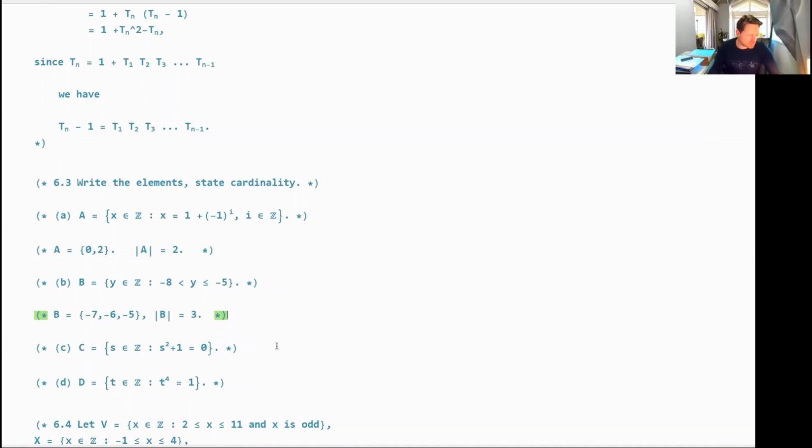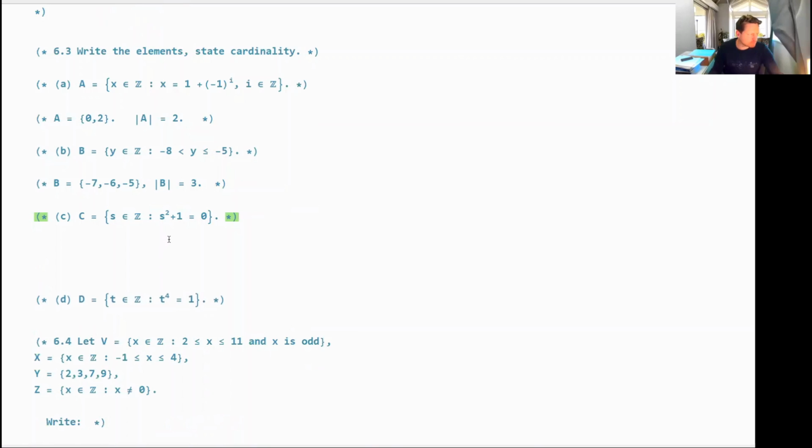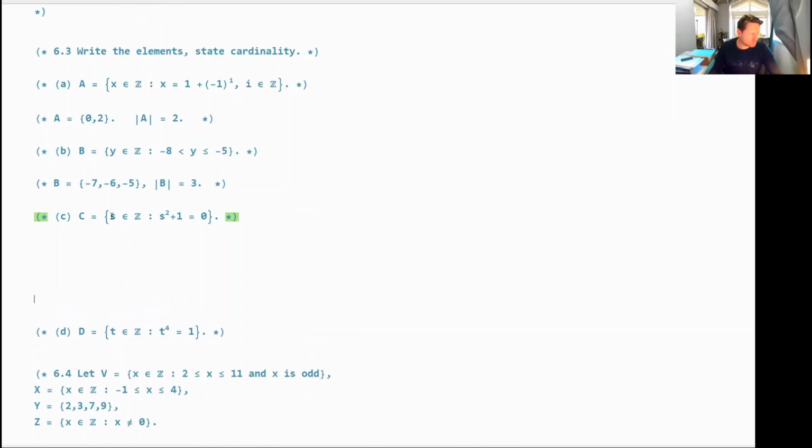Okay, moving on, let's have a look at C. So the set of all integers s such that s squared plus 1 is 0. Now, this means that s is the square root of minus 1, right? Or plus or minus the square root of minus 1. But since those are not integers, this set contains no elements, and of course it is just the empty set. So we'll just say C is equal to the empty set.